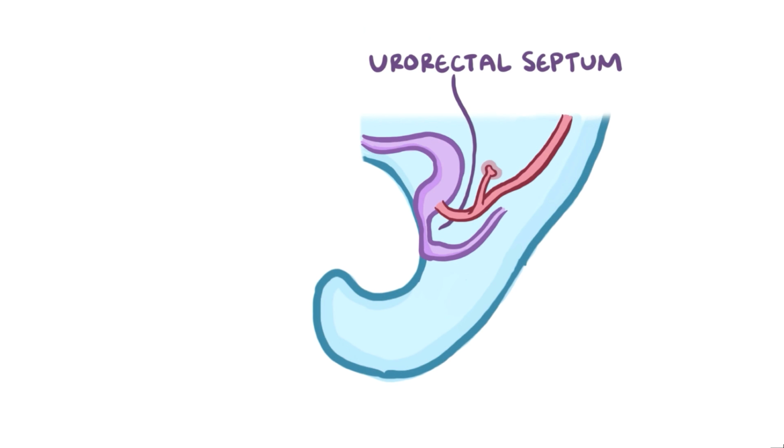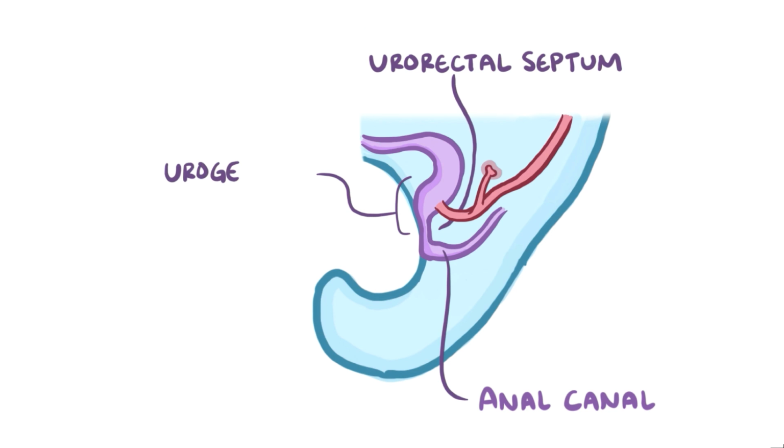Rewinding a tiny bit, while those kidneys are forming, the bladder and urethra are developing as well. This process starts in week 4, when a wall of tissue forms in the cloaca and it's called the urorectal septum. The urorectal septum splits the cloaca into a posterior anal canal for the digestive tract and an anterior urogenital sinus for genital and urinary structures.